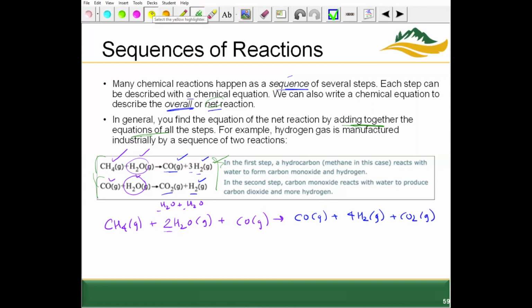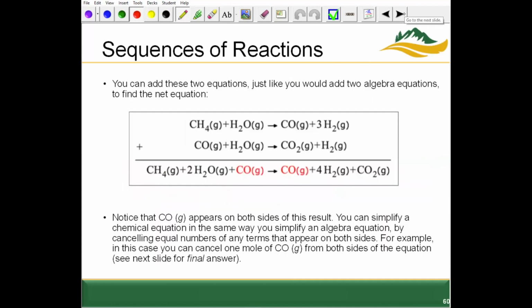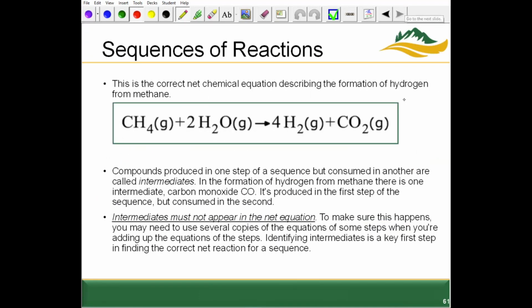Once we have this written out, we need to look at what appears on both sides of the reaction. So CO is the only compound that appears on both sides of the reaction. So with CO showing up on both sides of the reaction, we can further simplify this. So this is not yet our final answer. Because CO shows up on both sides of the reaction, we end up canceling this out. This leaves this as our final answer.